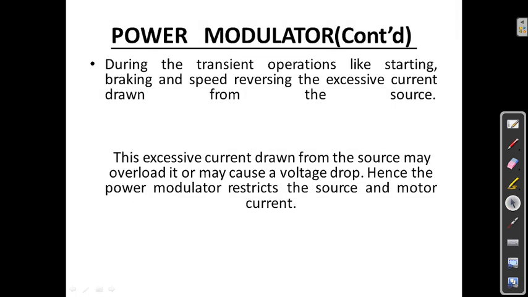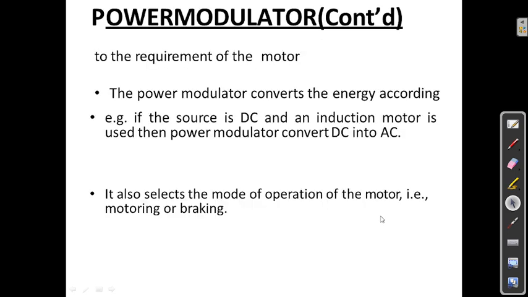During transient operations like starting, braking, or speed reversing, excess current is drawn from the source. This excessive current drawn from the source may overload it or may cause a voltage drop. Hence, the power modulator restricts the source and motor current to the requirement of that particular motor. The power modulator converts the energy accordingly.